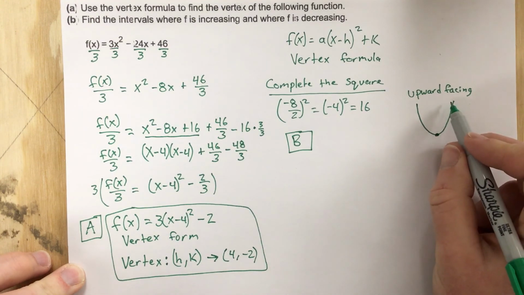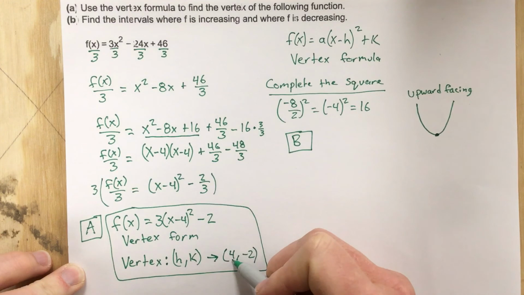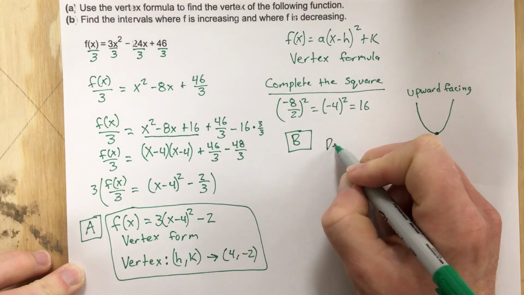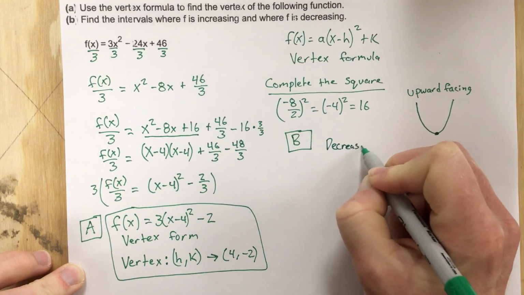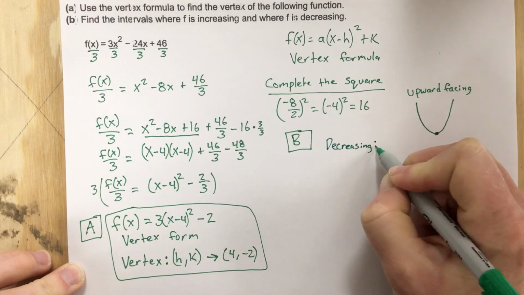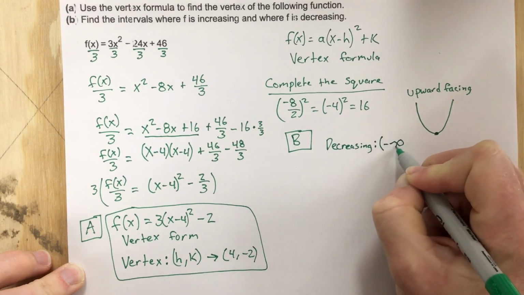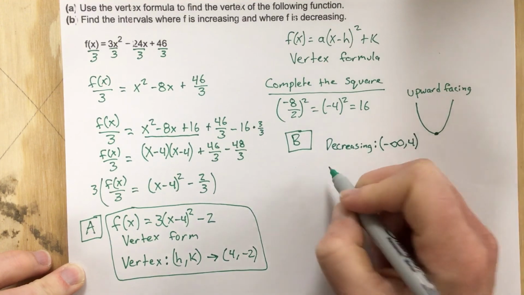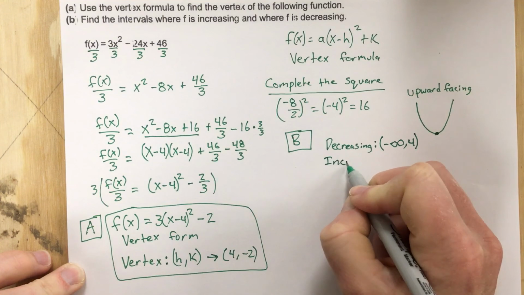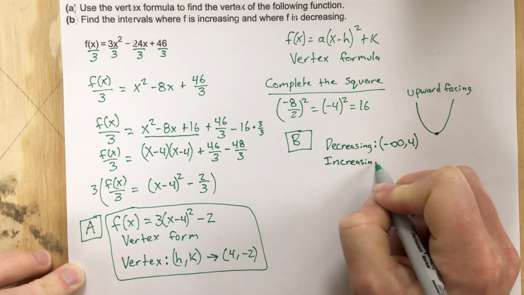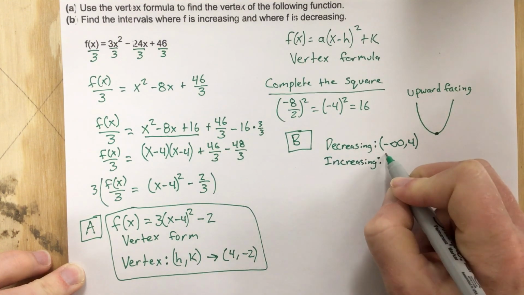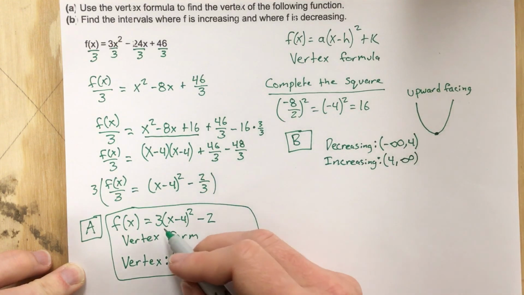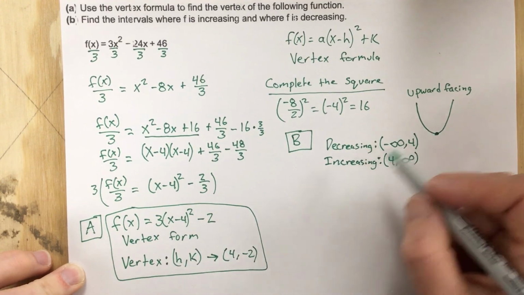It switches from being a negative slope to a positive slope. So the vertex occurs at (4, -2), so that means our interval for decreasing, it's going to be decreasing from negative infinity to 4, and it's going to be increasing from 4 to infinity. And we can tell that just by looking at the leading coefficient and then the vertex.